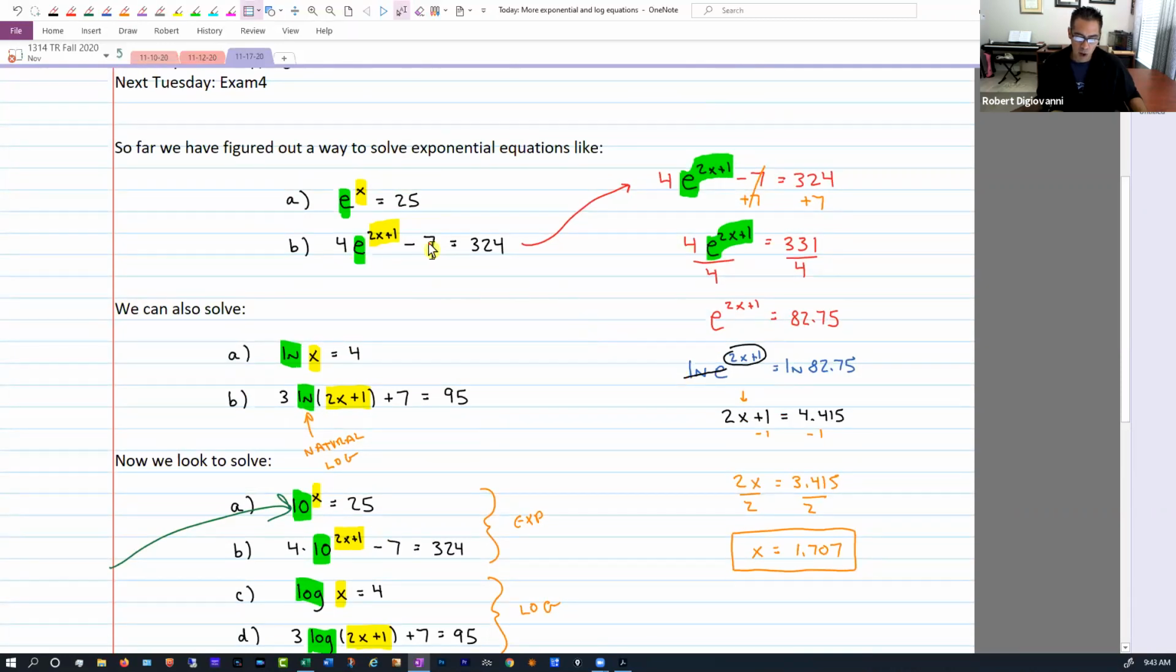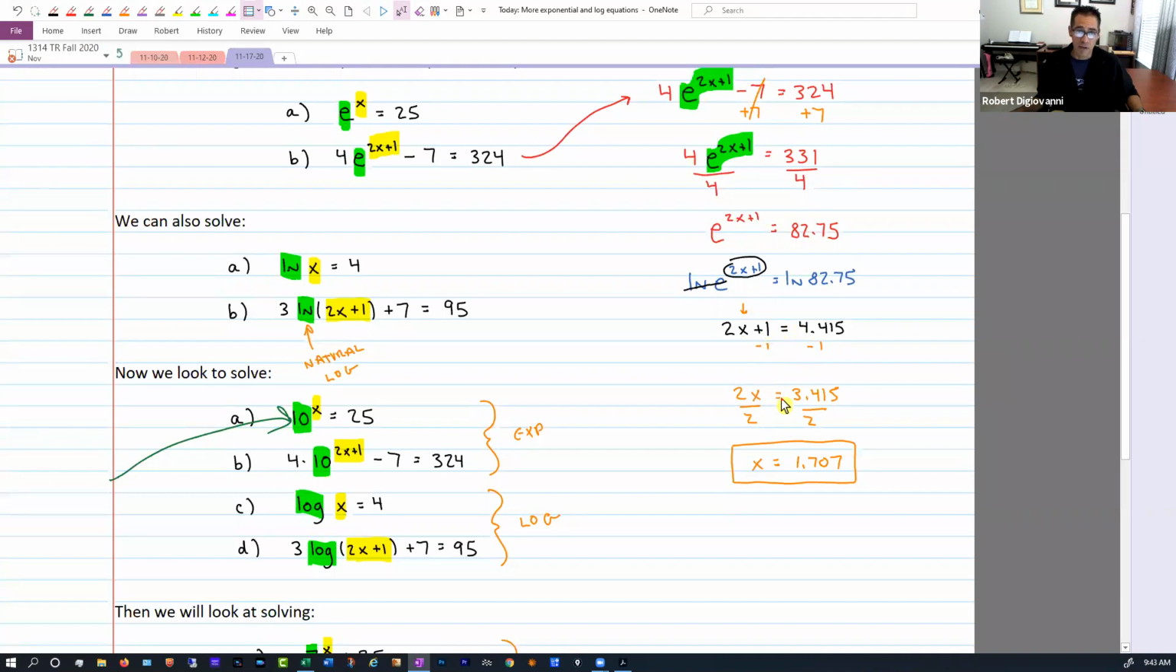So with this problem, it's all about isolating the thing with the e, getting it all by itself, then bringing in the property, the natural log on both sides, and then you'll have a linear equation that you just go solve.